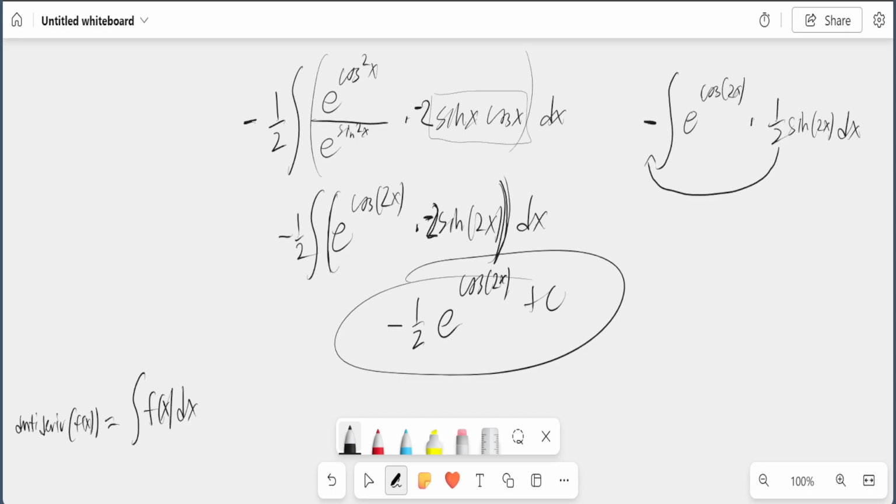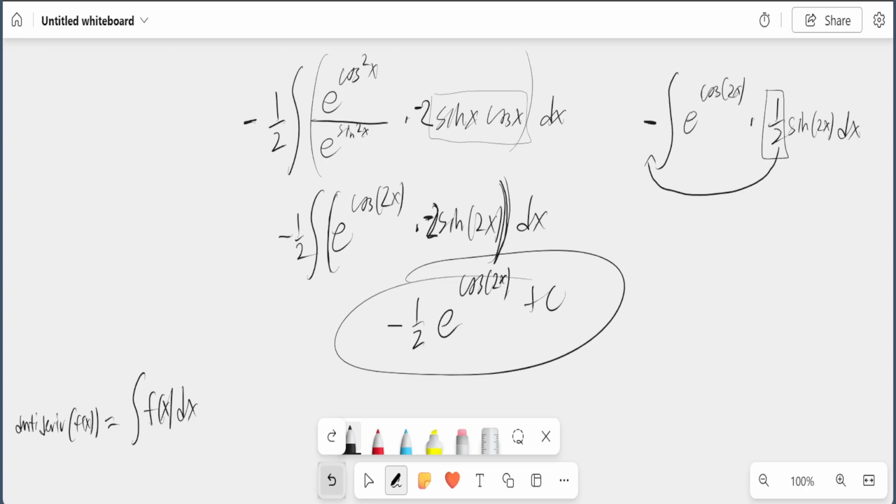The answer key said that's negative e to the cosine 2x over 4 plus c. So if I added a 1/2, would you just take out another half? Then you'd get the answer in the answer key. You get negative e to the cosine 2x over 4 plus c. Is that how that works? Like if you add something, you just take out that same number? Yes, but that's if it didn't already exist. And technically this already existed, right?